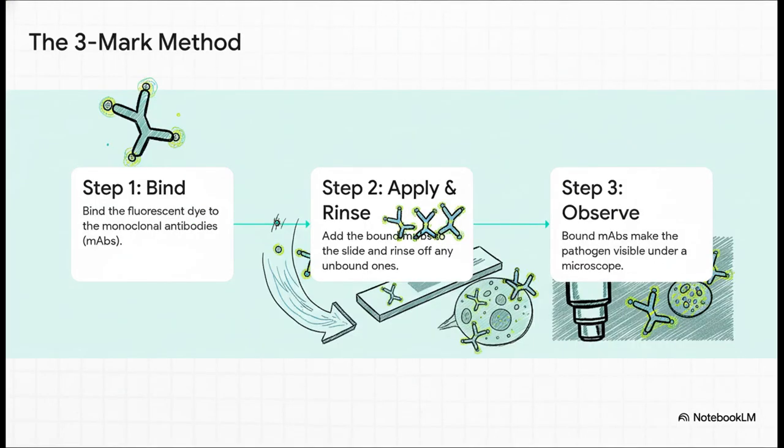For the first mark, you have to say that you bind the fluorescent dye to the antibodies. You can't just mix them together. For your second mark, you then add these new glowing antibodies to the slide, and this part's important. You rinse off any extras that don't bind. This just clears away the noise. And for the third and final mark, the antibodies that have latched onto the pathogen will now glow under the microscope. 3 simple steps, 3 easy marks.